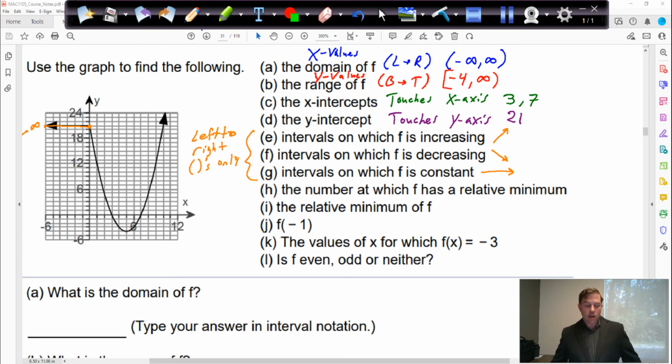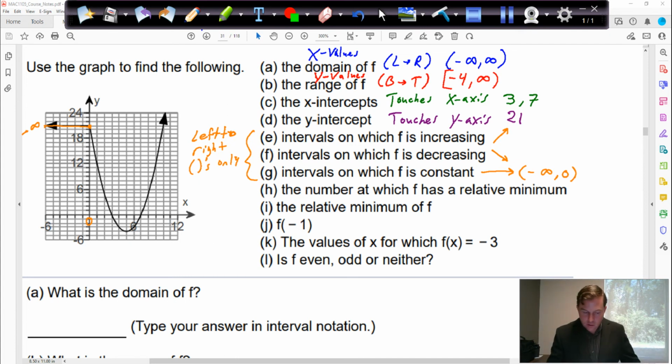So I'm only interested in the x values at which these y values are changing. From negative infinity until x is 0, this line is constant. Now one nice thing about these is you'll always pick up where you left off.